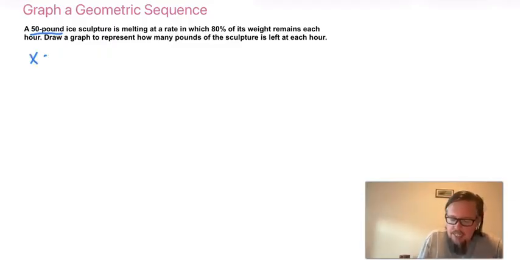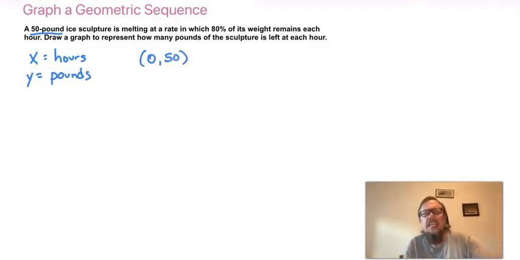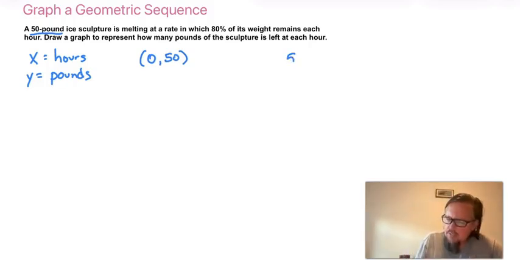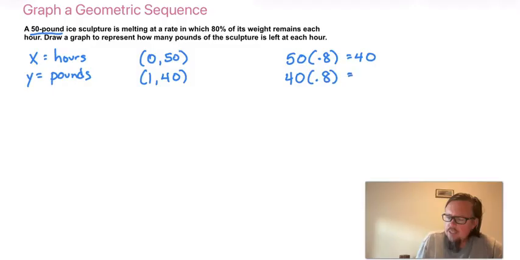So I'm going to say that x is going to be hours because it says 80% each hour. And we'll say y is pounds of the sculpture. So at 0 hours, the thing weighs 50 pounds. And then 80% of it remains after 1 hour. So if I do 50 times 80%, I get 40. So after 1 hour, 40 pounds are left. And then 80% of 40 is 32. 4 times 8, 32. So then after 2 hours, I got 32 pounds left.